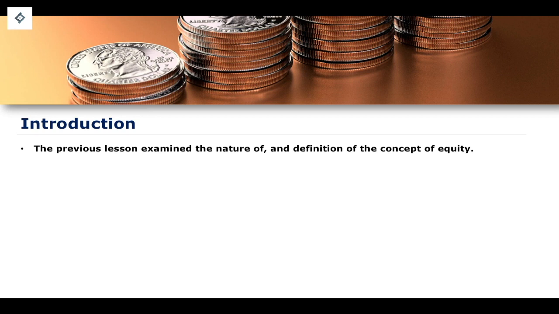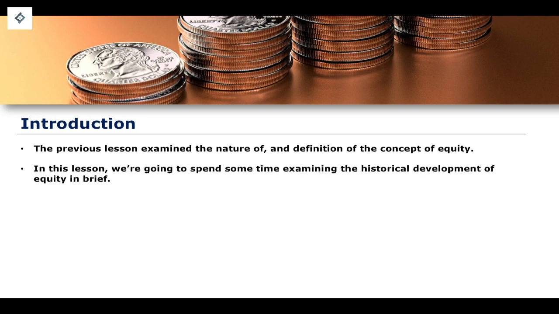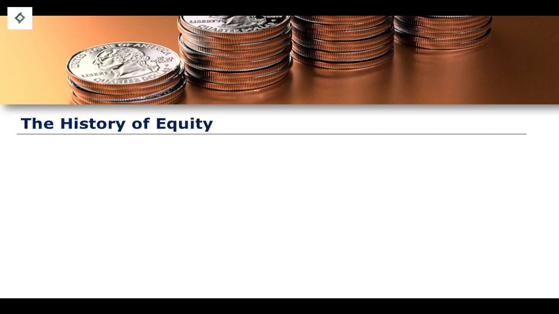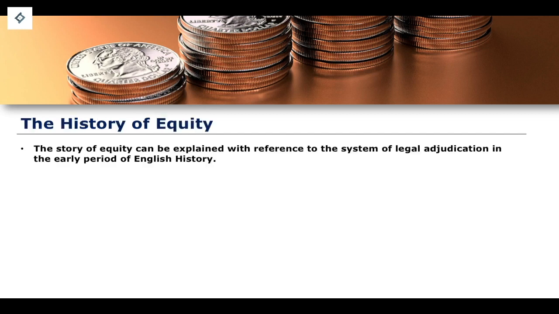The previous lesson, I said, examines the nature of and the definition of the concept of equity. And like I said, we're going to briefly examine the historical development, because of course it would merit a whole series of lessons itself in order to cover the history of the Court of Chancery in its substantive detail. So ultimately, we can understand where equity comes from by reference to the kind of legal system and adjudication which existed in the very earliest periods of English history and English law.